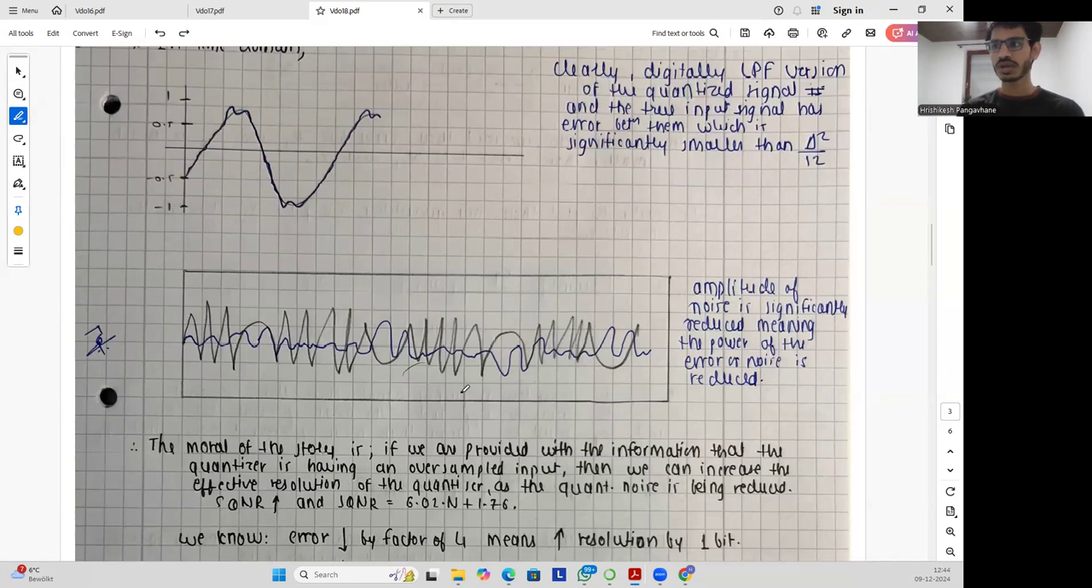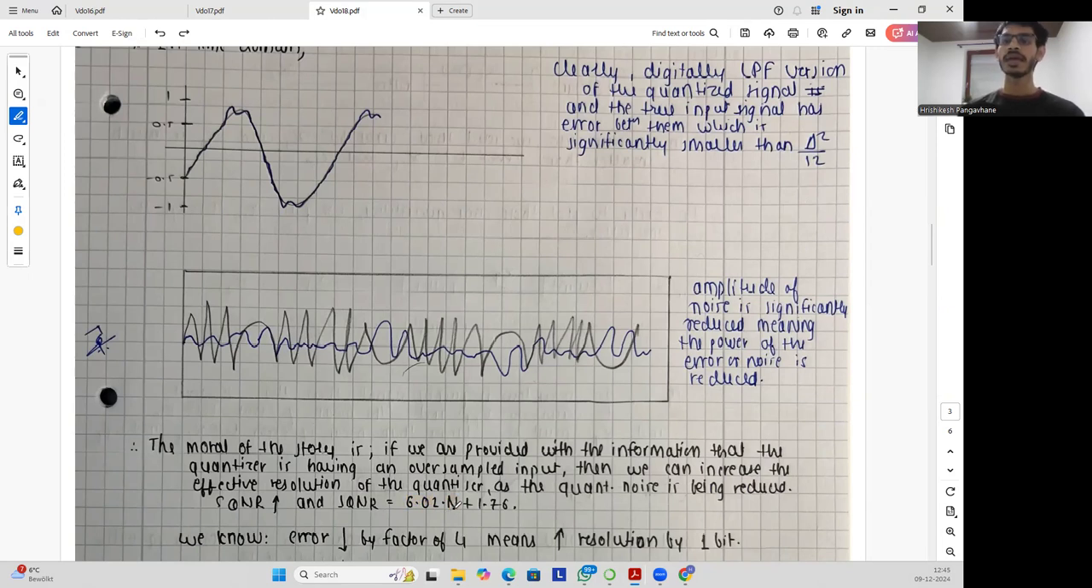So the moral of the story is that if we are provided with the information that the quantizer has an oversampled input, then we can increase the effective resolution of the quantizer. Why? Because the quantization noise is being reduced, so the SQNR will go up. And we know SQNR equals 6.02 times N plus 1.6. So if this value is going up, it simply means that N is going up, so the resolution is going up. Just by having oversampling, we can increase the resolution.